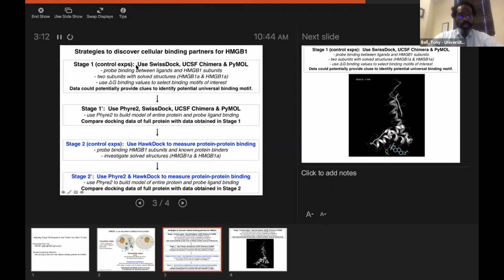We're doing, or hope to do, some of the same things that we set up in the lab: using SwissDock, UCSF Chimera, and PyMOL to dock known small ligands to the protein, then using Chimera to look at the binding energy of certain ligands, and then going back into PyMOL to measure the binding distances.